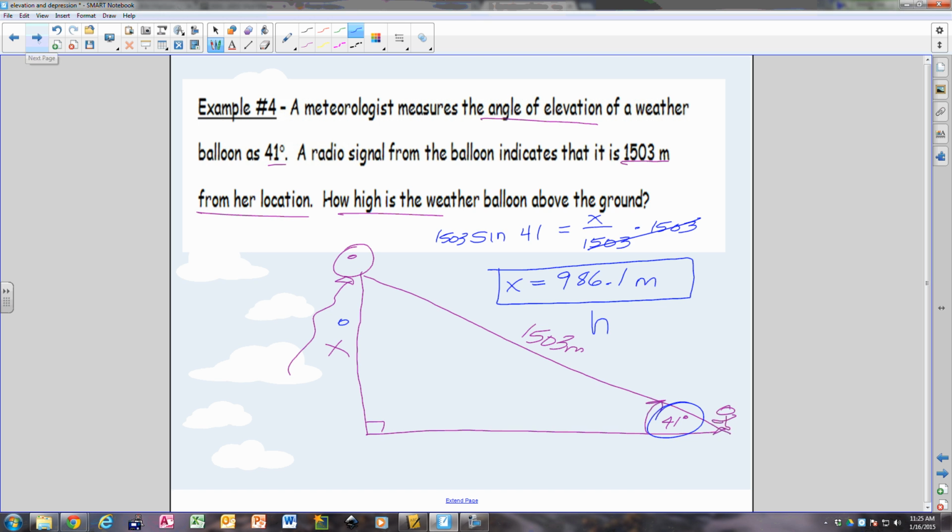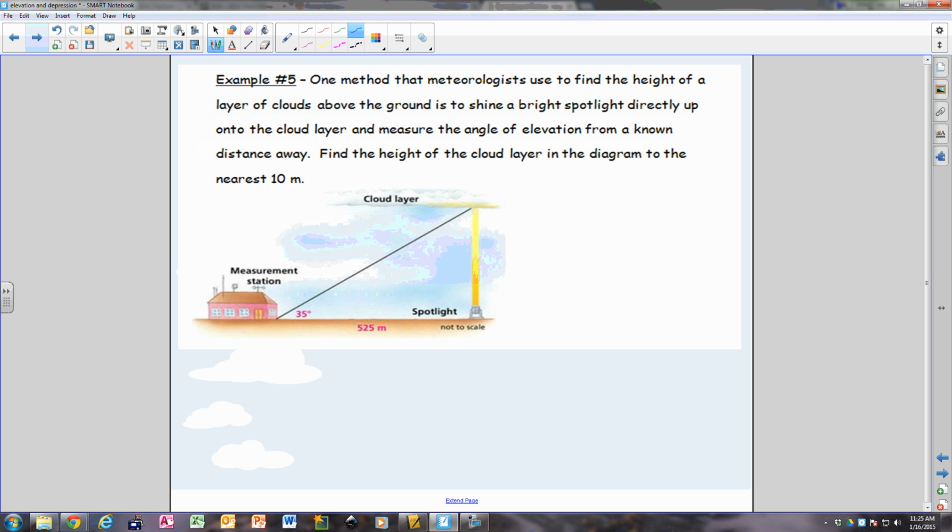All right, number 5. Number 5 says, one method that meteorologists use to find the height of a layer of clouds above the ground is to shine a bright spotlight directly up onto the cloud layer. So here's our cloud layer. So you'll need to draw this picture because I know it's not on your paper. So it says find the height of the cloud layer. So I'm looking for this. So if this is 35 degrees, this is my angle of elevation, and the measurement station is 525 meters away from the spotlight that's shining up into the clouds.